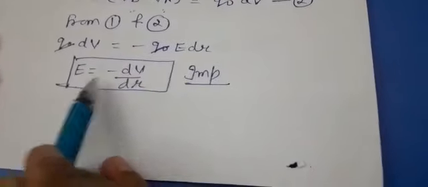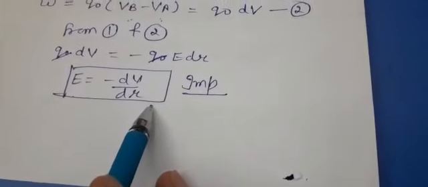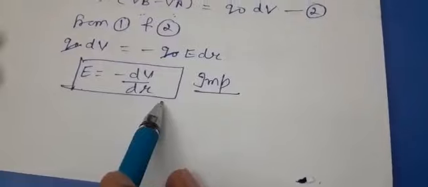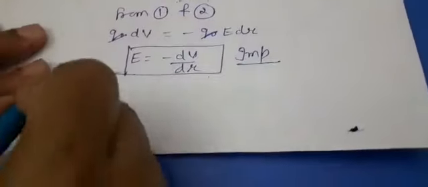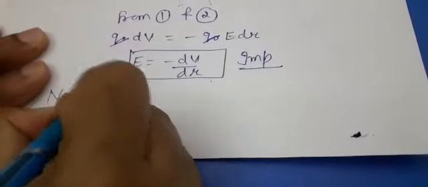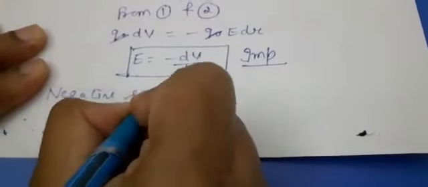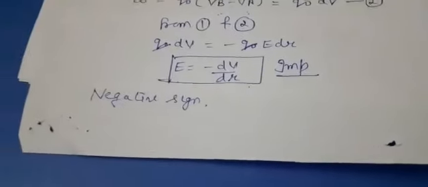Now from first and second, electric field comes out to be minus dV upon dr. Now this is the mathematical part. Now what is the significance of negative sign? So negative sign, what does it mean? It indicates that electric field increases in the direction of decreasing potential.